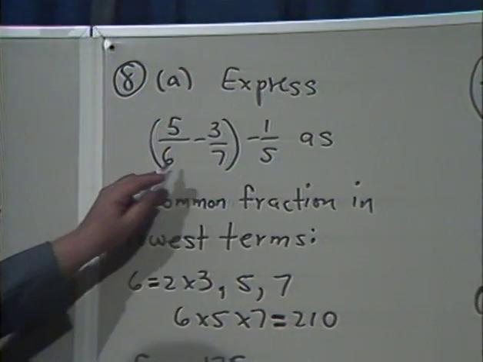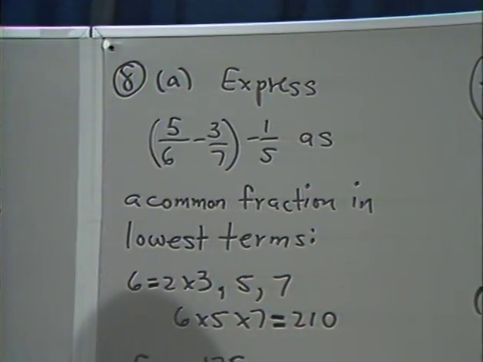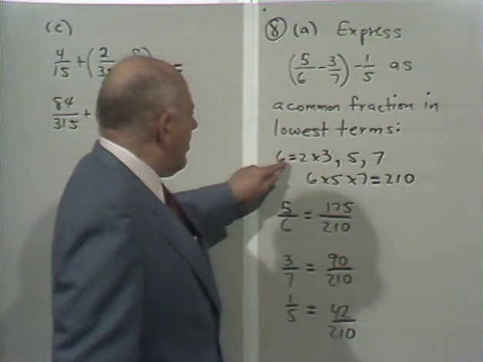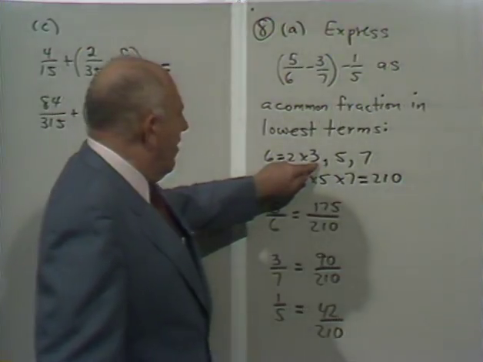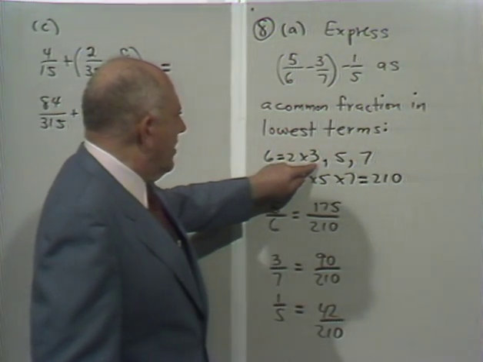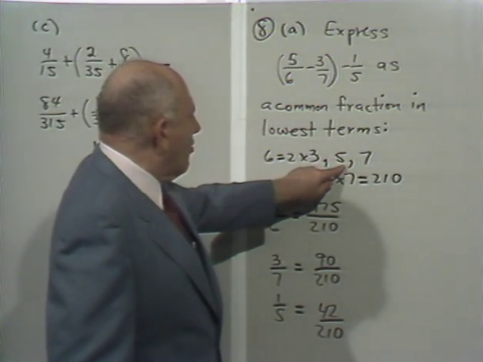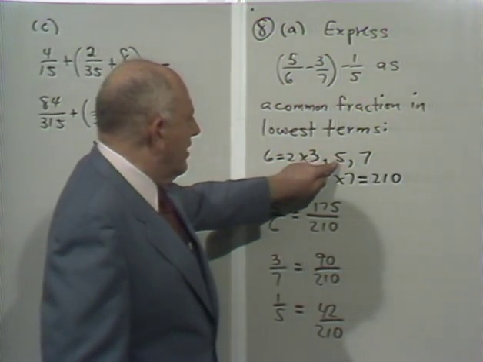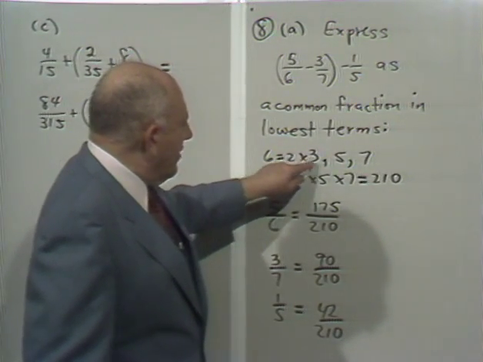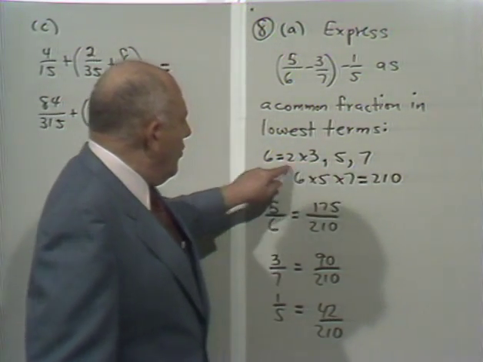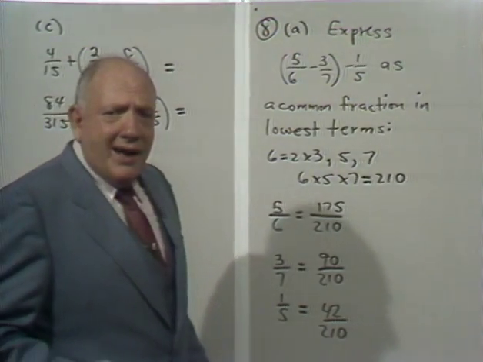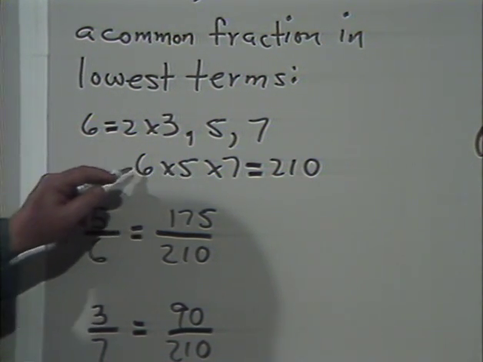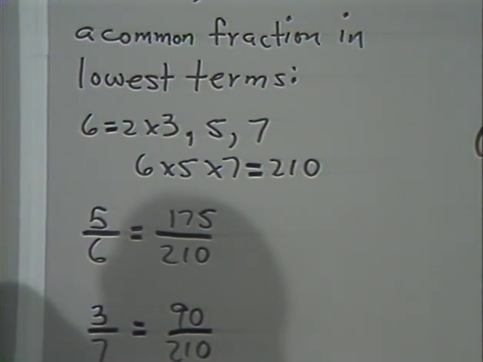The first thing I want to do is convert these to common denominators, because before I can add or subtract, I need the same denominator. Well, 6 breaks down into 2 times 3. So for 6 to go into a number, I need 2 times 3. For 5 to go into that number, I also need a 5. So I need 2 times 3, which is 6, times 5, which is 30. But 7 has none of the factors 2, 3, or 5 in it. So in this particular problem, there are no common factors to help me here. The least common denominator is going to be 6 times 5 times 7, which is 210.